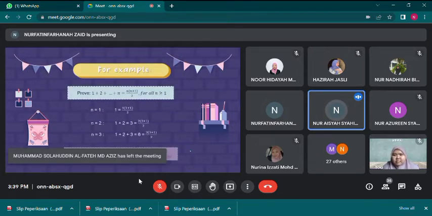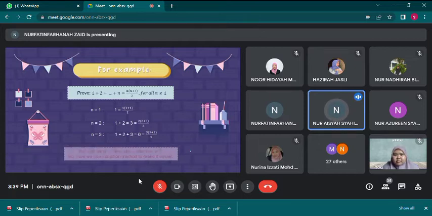So here is an example of induction, which has the sum equal to n multiplied by n plus 1 divided by 2, for all n equal or more than 1. We can just calculate it step by step: for n equal to 1 it is 1, for n equal to 2 we get 3, for n equal to 3 we get 6. But until when? How about after that? So here we use the induction method to make it easier.